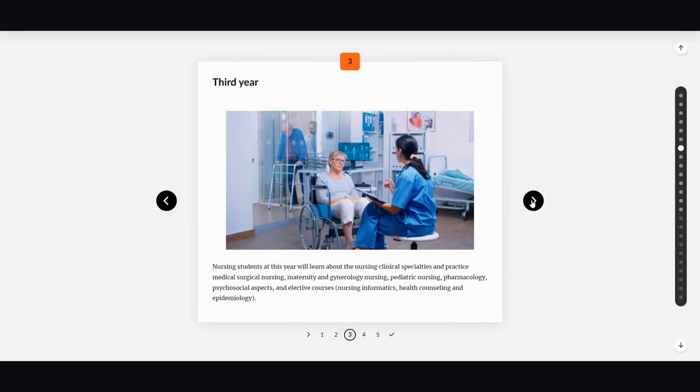In your second year in the nursing program, it will be your third year overall. You will find yourself studying more about specialized areas in nursing, such as adult medical surgical nursing, maternity and gynecology nursing, pediatric nursing, pharmacology, and psychosocial aspects. We have some elective courses you may choose from, such as nursing informatics, health counseling, and epidemiology.